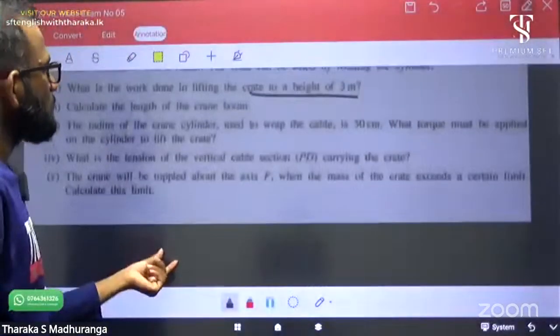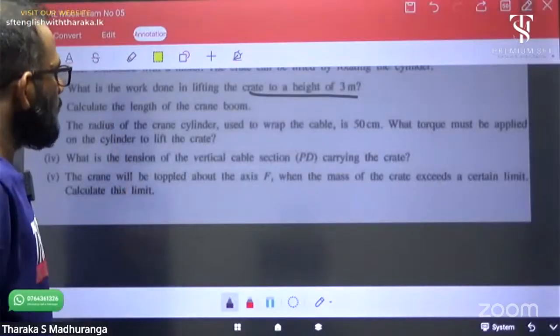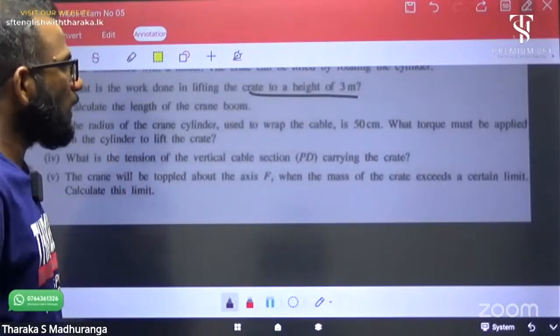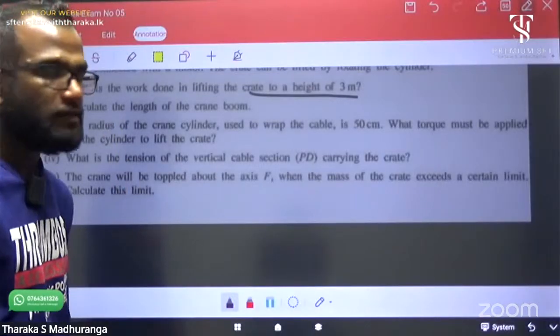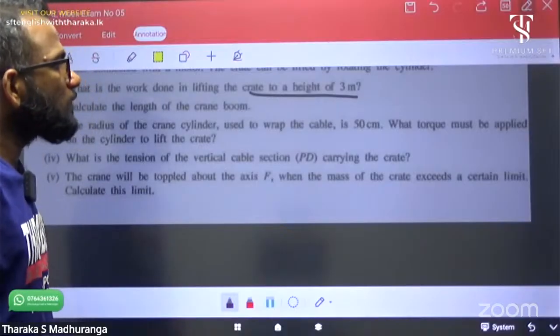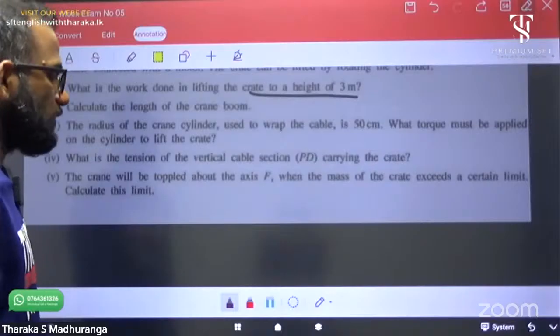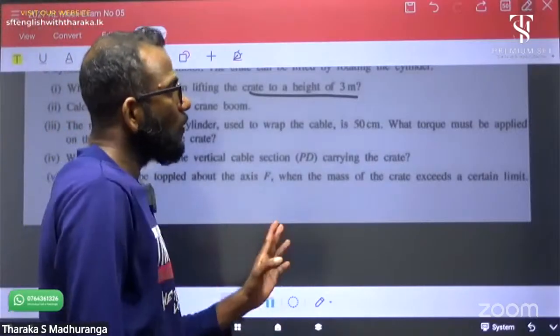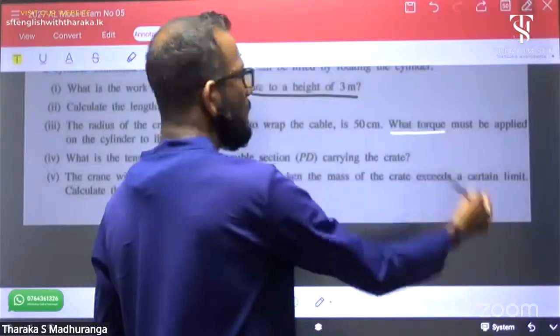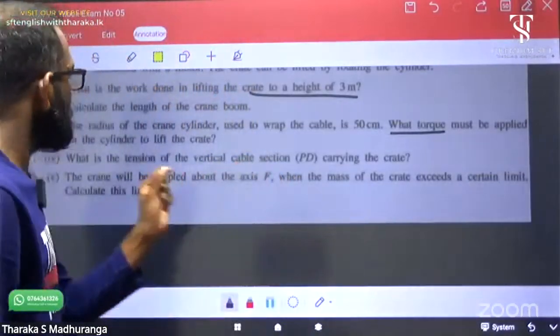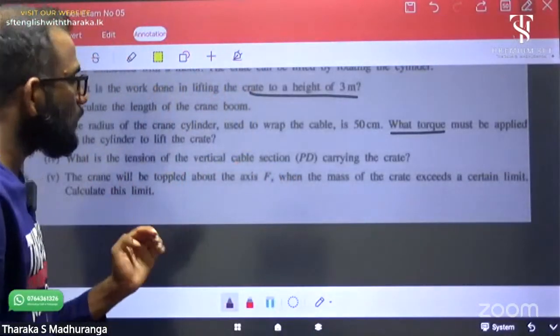Okay. The radius of the crane cylinder used to wrap the cable is 50 centimeters. What torque must be applied on the cylinder to lift the crate?